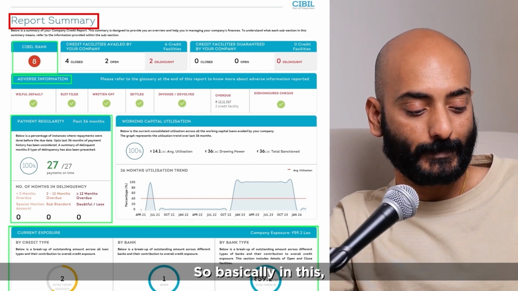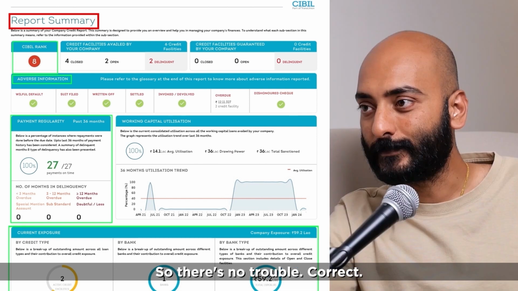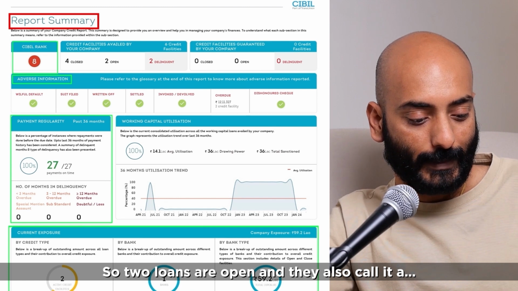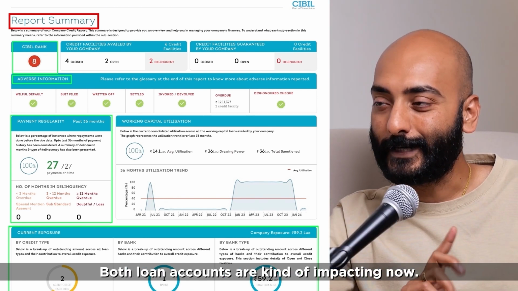Fantastic. So what I clearly see is that 4 loans are closed. Correct, so there's no trouble. 2 loans are open, and both are delinquent. That means both have a problem. Both loan accounts are impacting the rank now.